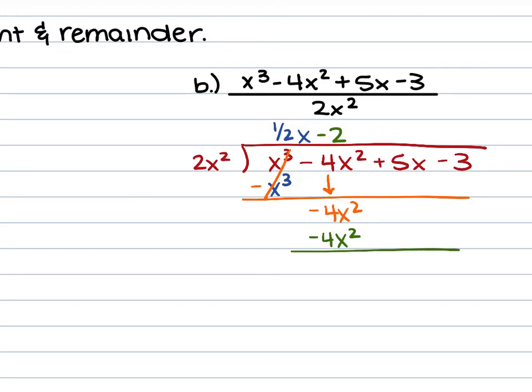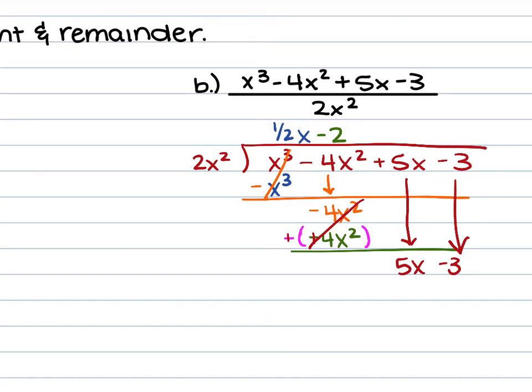If we then subtract these two, it turns into addition, and we add the opposite. So this cancels out. We bring down that 5x. You can't do anything to the 2x squared to make it 5x. You bring down the negative 3. Can't do anything to the 2x squared to make it the 5x minus 3. So that is your remainder.